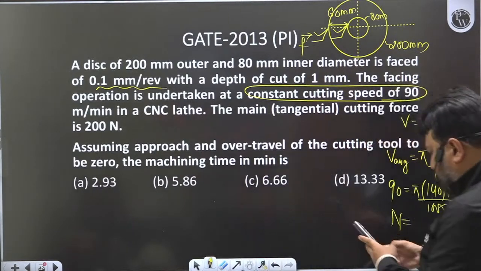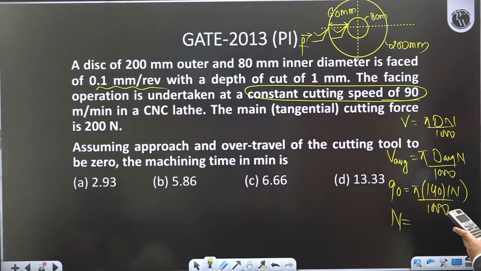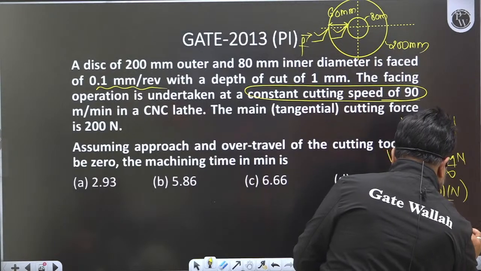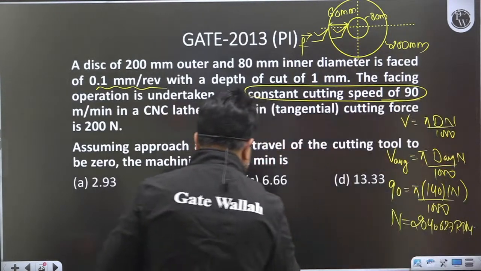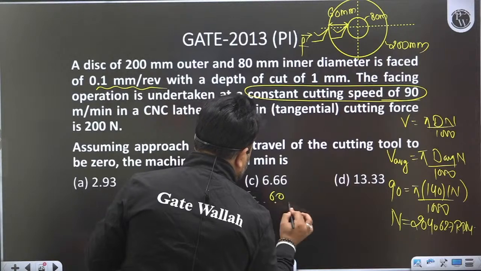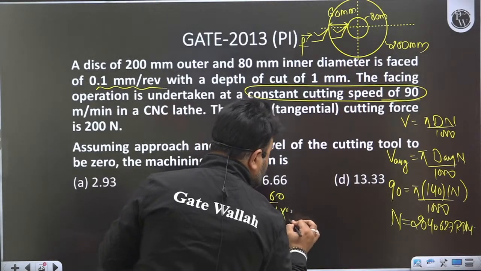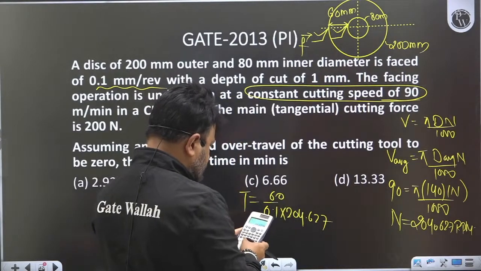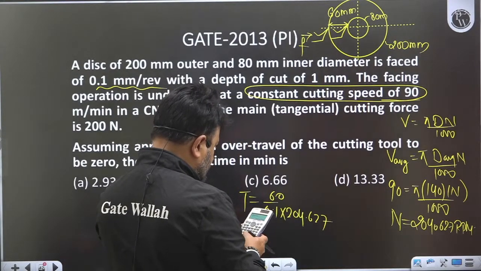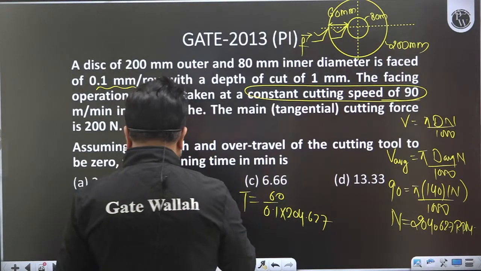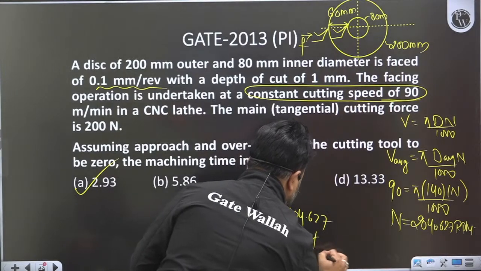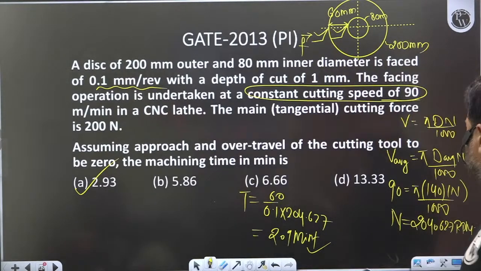So what will be the RPM? 90 into 1000, divided by pi into 140. So 204.627 RPM. What is the machining time? That is 60 divided by 0.1 into 204.627, in minutes. So the answer is 2.93 minutes. Option A, 2.93 minutes. Is it clear?